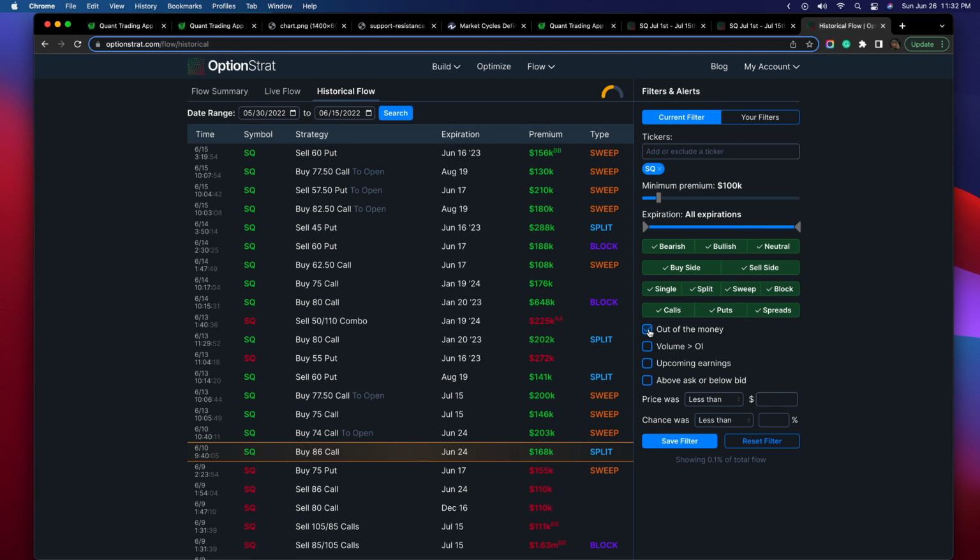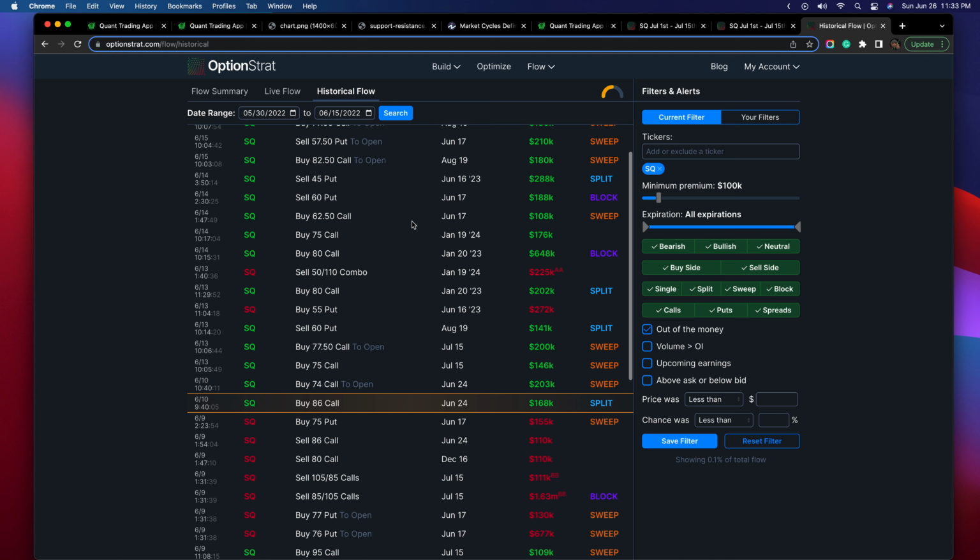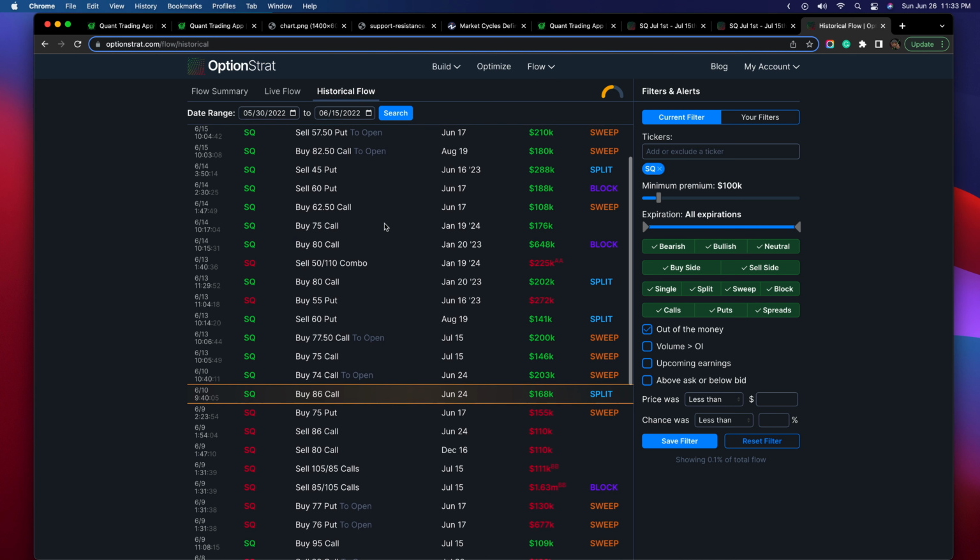So if I turn this on right here, this is showing the out-of-the-money spread, just to get a general feel. So it's sort of like they were selling the $60 put, the 77.5 call was being opened, a decent amount of premium, and just scrolling to make sure there's nothing too crazy. Again, this is just to get some sort of an idea.